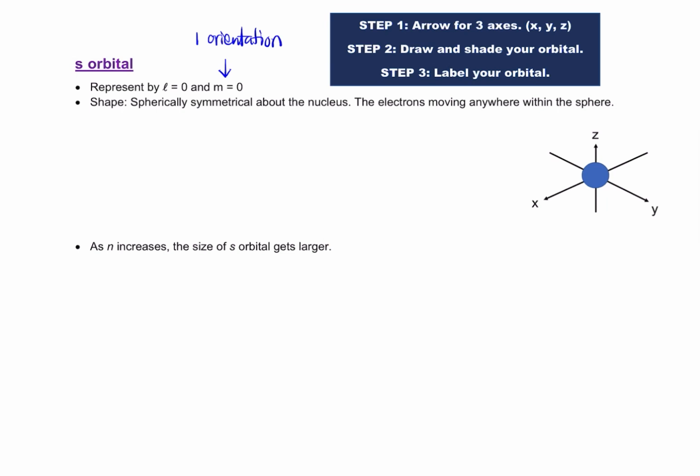Let's follow the first step. You have to draw the arrows for 3 axes, X, Y, Z. So I'm going to draw my first axis, and then the second, and then the third one. And after that, I'm going to label my axes as X, Y, Z. Usually the horizontal one we put as X, the vertical one we put as Y, and the last one is the Z axis.